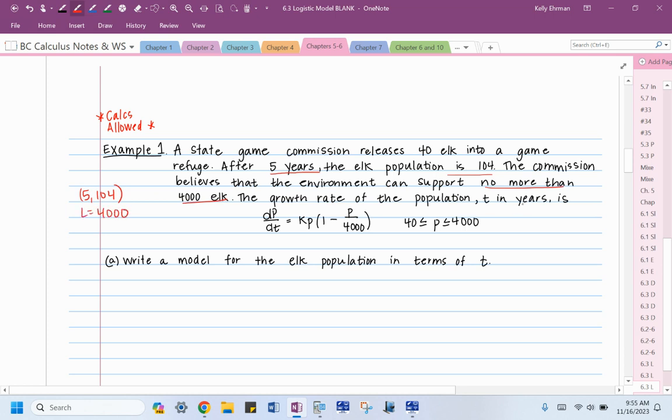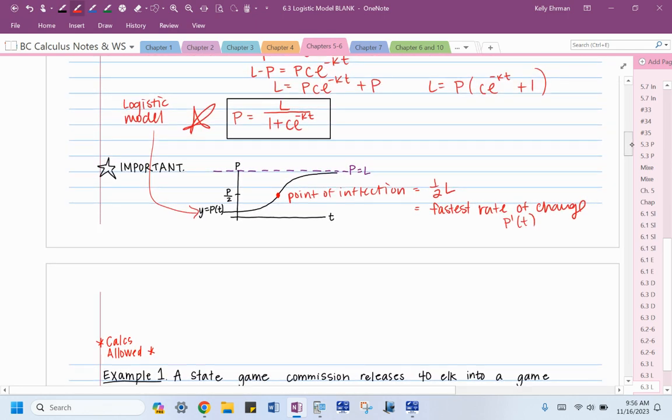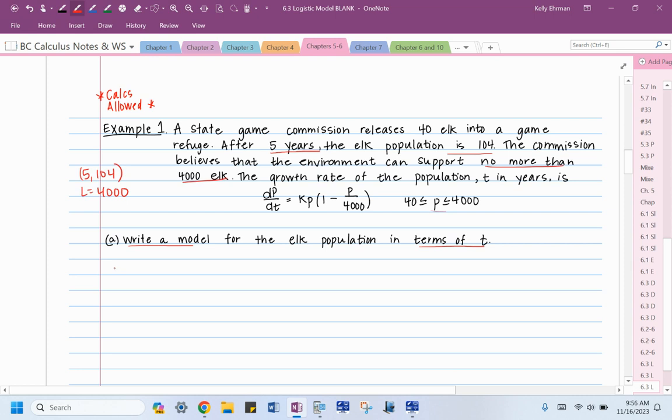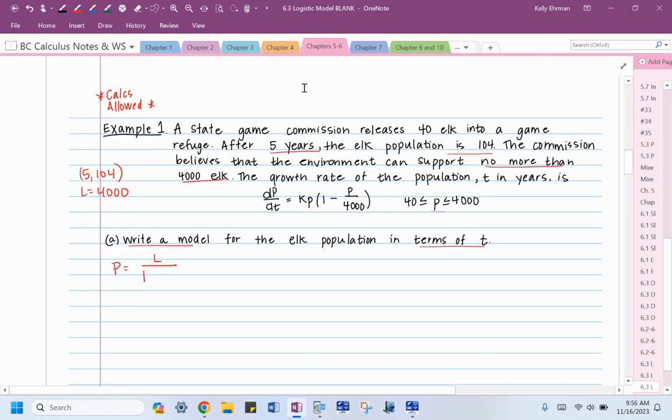The growth rate of the population in years is this. So this is a logistic differential equation, right? And they gave us this little model here. Write a model for the elk population in terms of t. So go back to this page. I'm sure you don't have this memorized quite yet. We're trying to get a model that is P equals L over 1 plus C e to the negative kt.